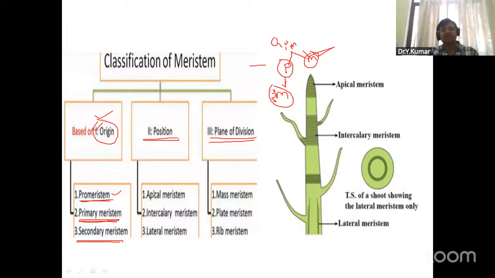Based on position: apical meristem, intercalary meristem, and lateral meristem.